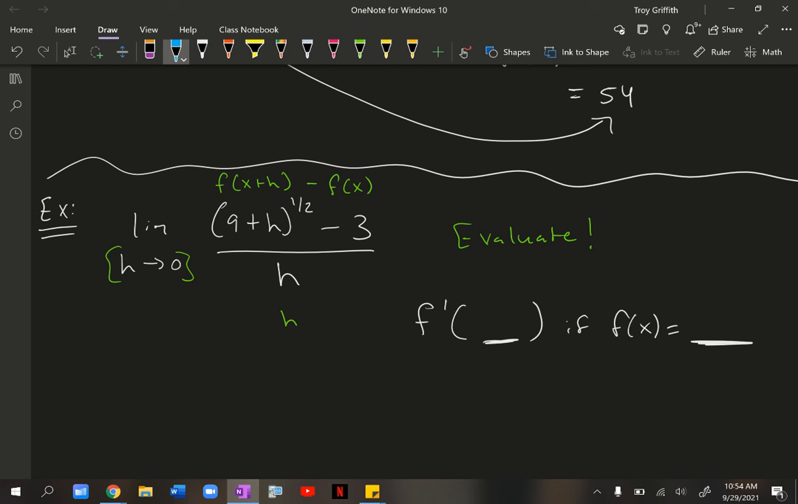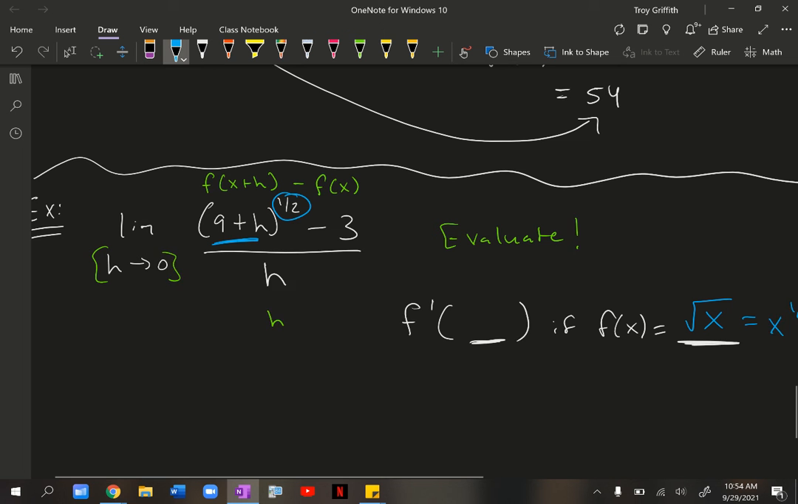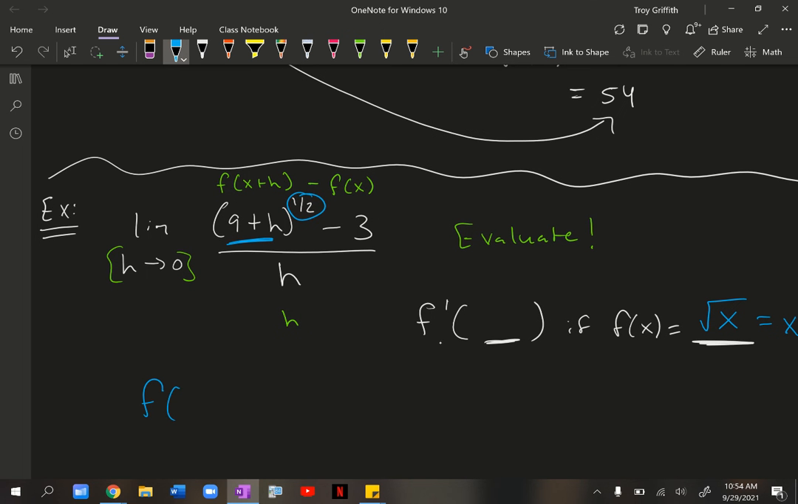So when I first glance at this, what I see is something being raised to the 1/2 power. So my guess is that this function might be the square root of x, which is the same thing as x to the 1/2 power. And this makes sense because if I was going to do f of x plus h, and f of x was the square root of x, well then f of x plus h would be the square root of x plus h, which is x plus h raised to the 1/2. And that's kind of what I'm seeing right here.